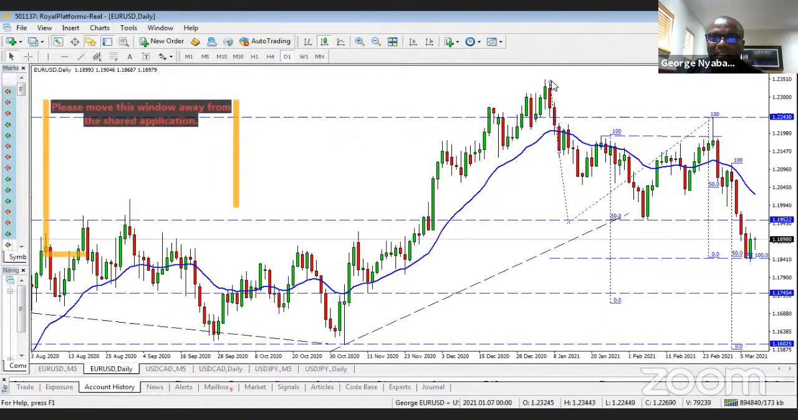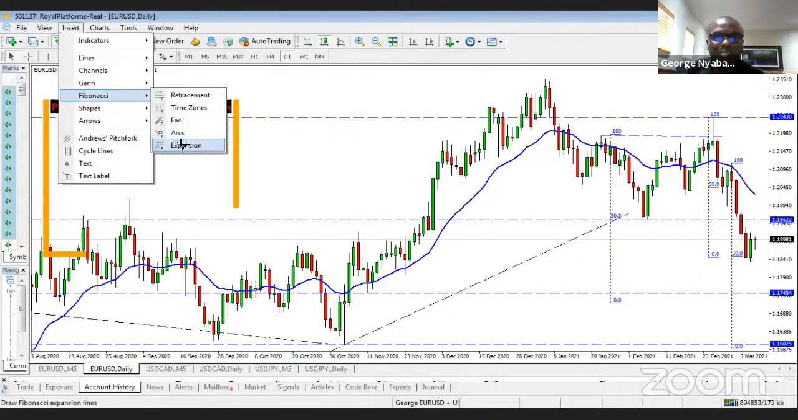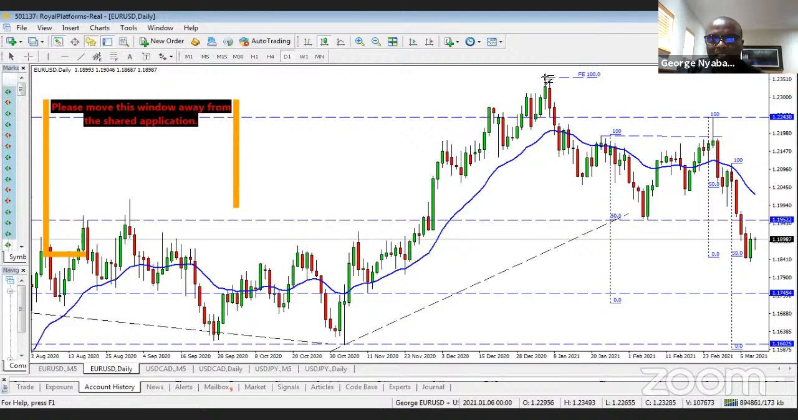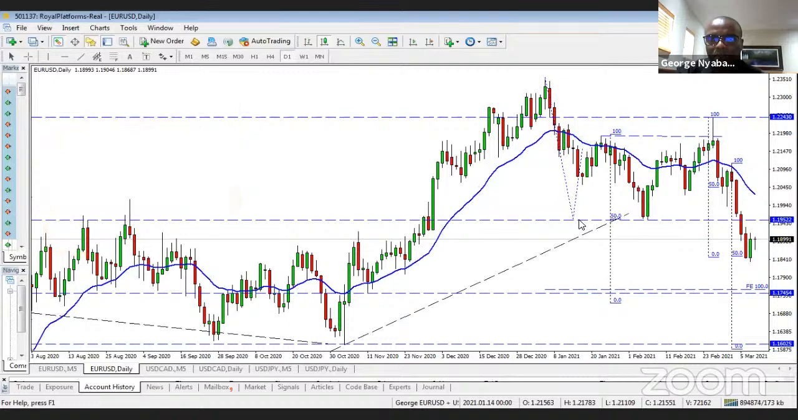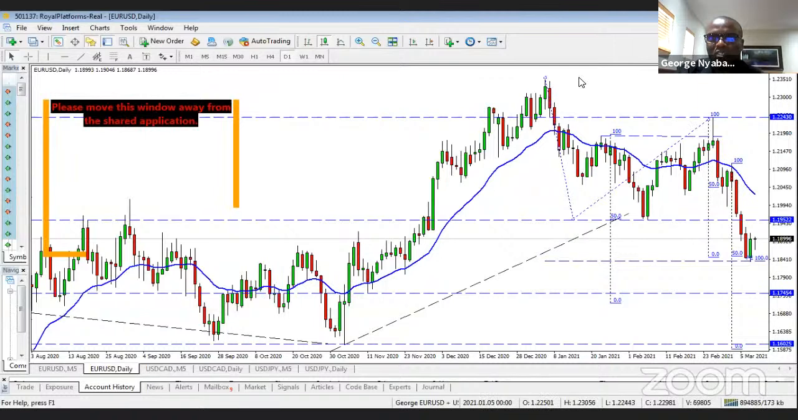Because the market moved from here. Okay, I'm going to delete it again, so that you can see what I'm talking about. If I go to my Fibonacci expansion, there's a leg that started from here, and it went all the way down to this low here. See where this low is? Let's not put it here. And then the market turned and resumed its move, and it went back. It did not close above that, and then the bearish move resumed.